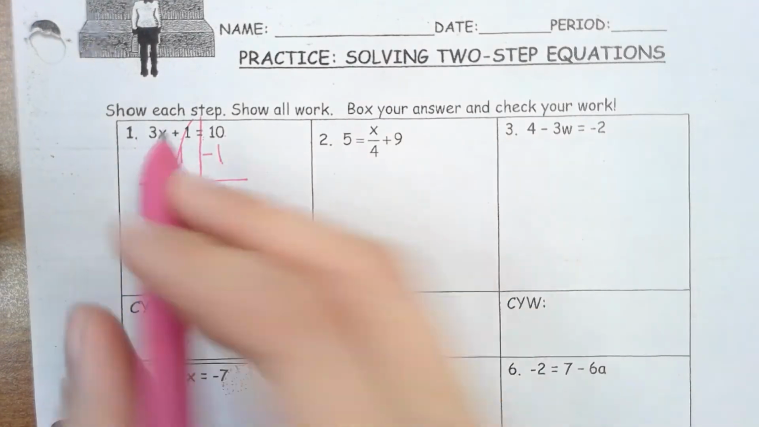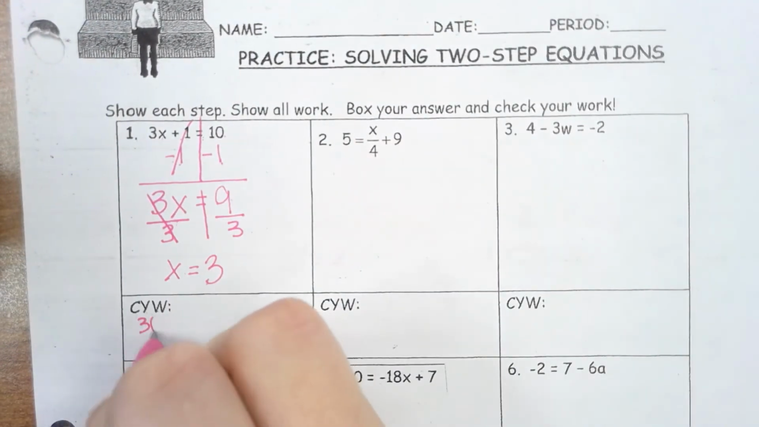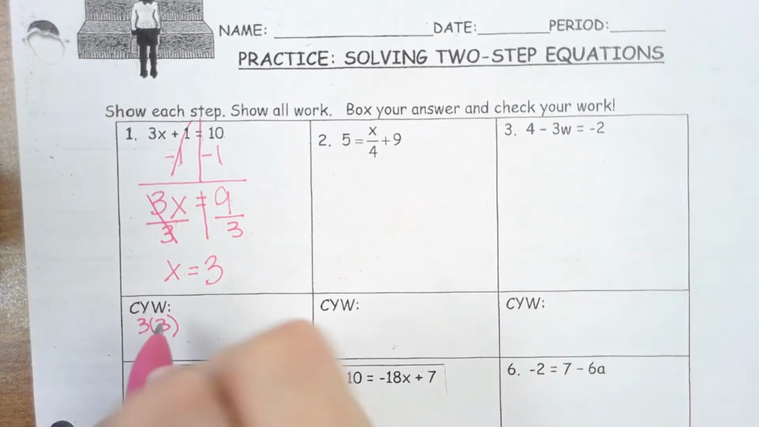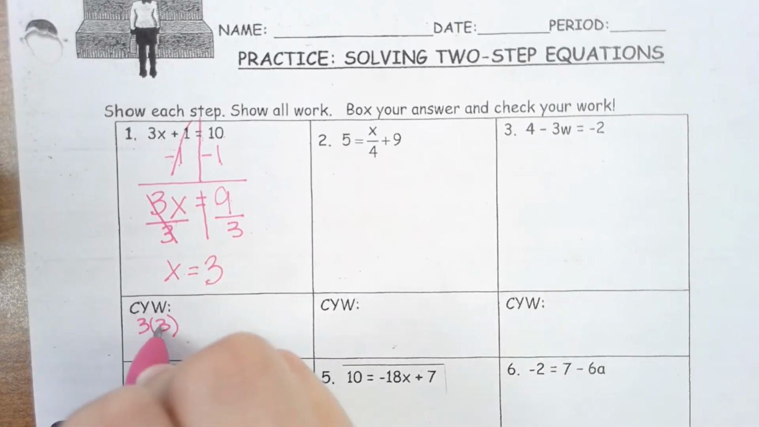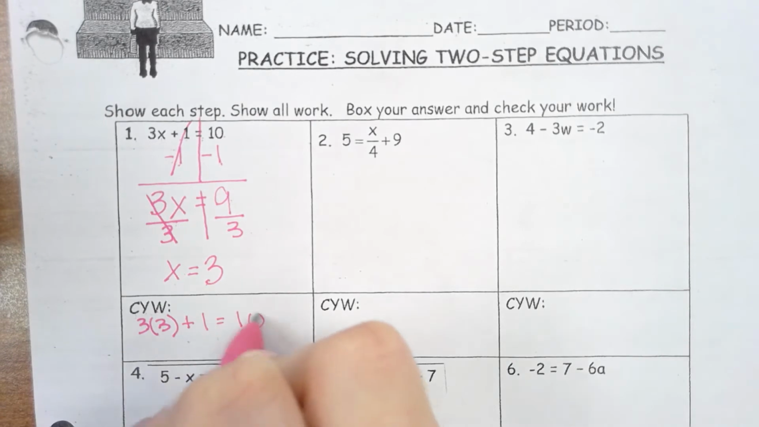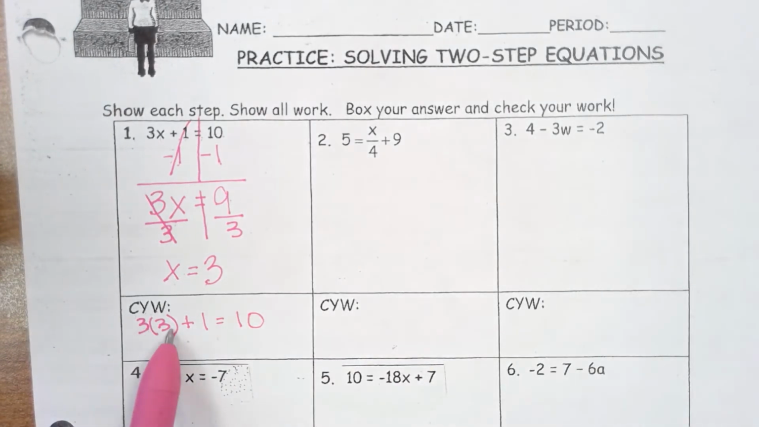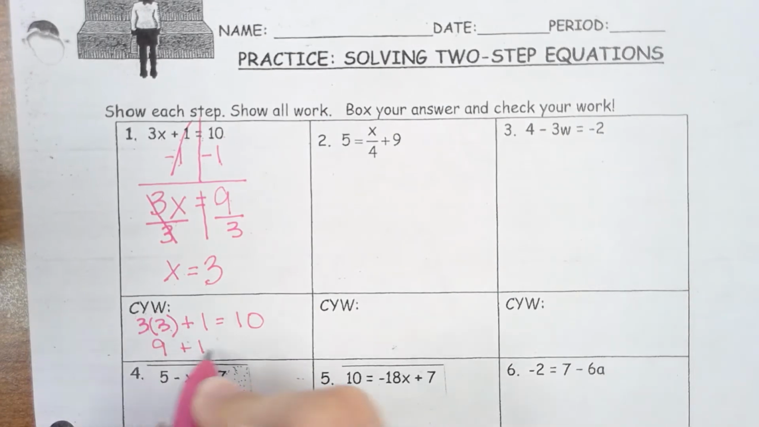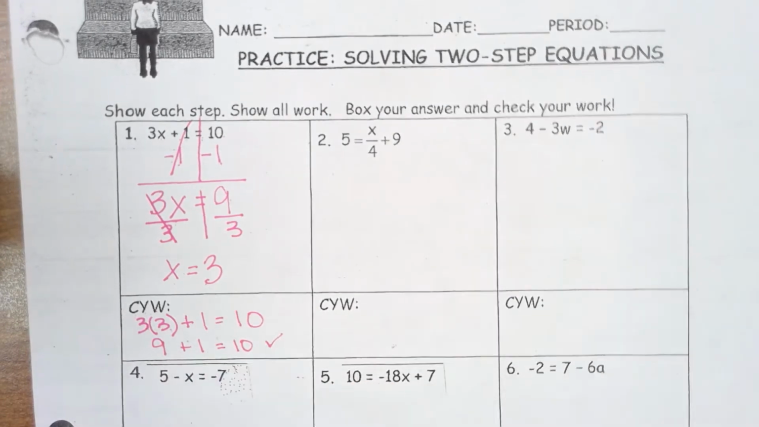So if I plug 3 back in for x, I get 3 times 3, because remember 3x is 3 times x. So if x was 3, 3 times 3 plus 1 equals 10. So let's see if it works out. 3 times 3 gave us 9, and then 9 plus 1 does equal 10, so I know I did it correctly.